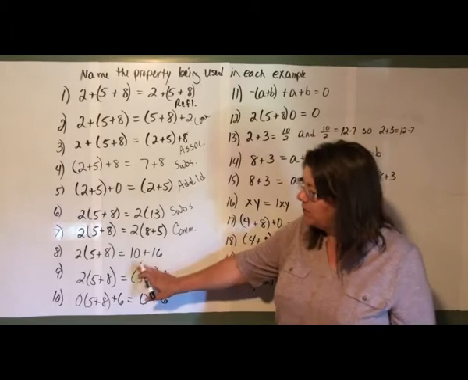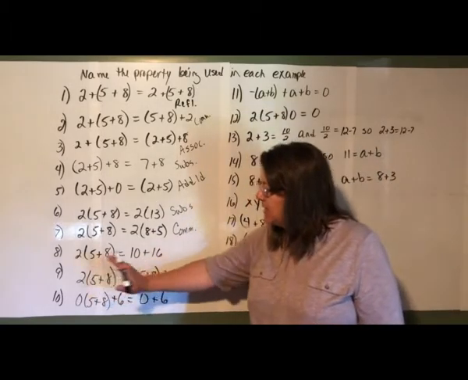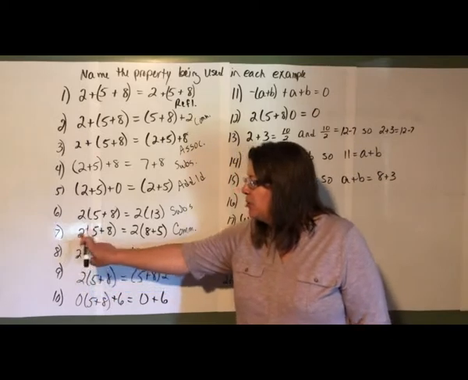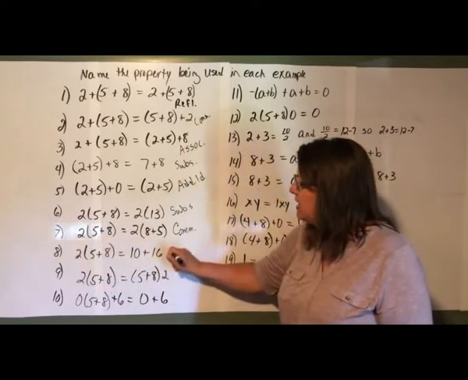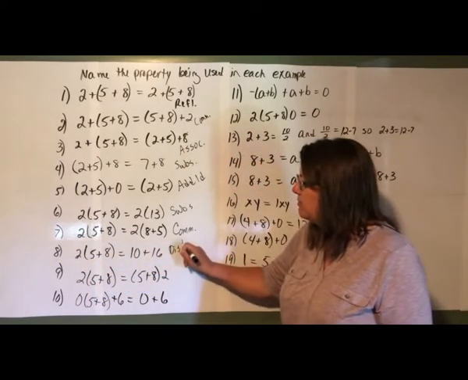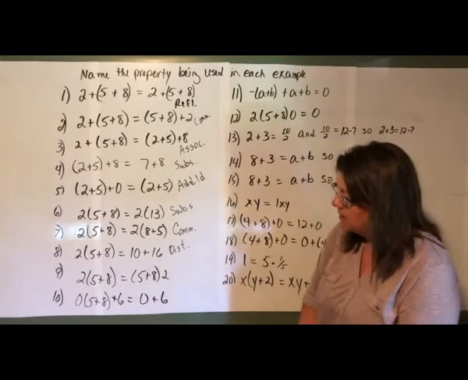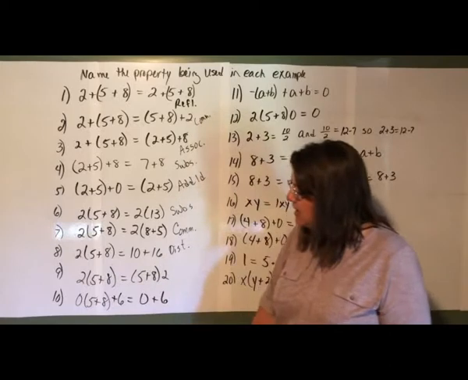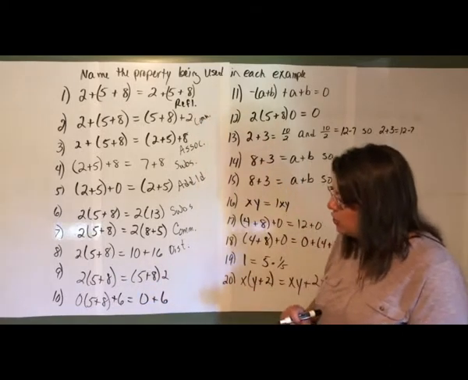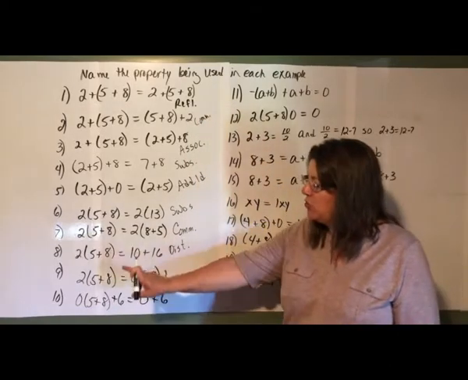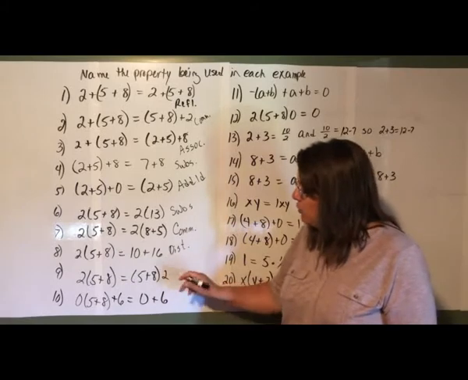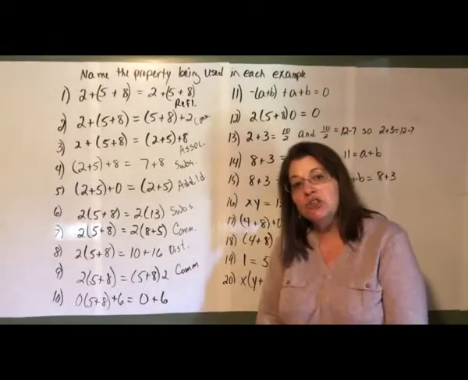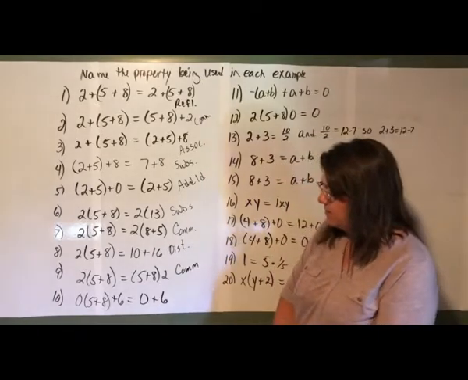For the next one, we've got 2 times (5 plus 8) equals 10 plus 16. I have taken the 2 on the outside and multiplied by everything on the inside, so that is the distributive property. This one looks similar to start. We've got 2 times (5 plus 8) equals (5 plus 8) times 2. The 2 has switched across that multiplication symbol. So that's the commutative property for multiplication in this case.